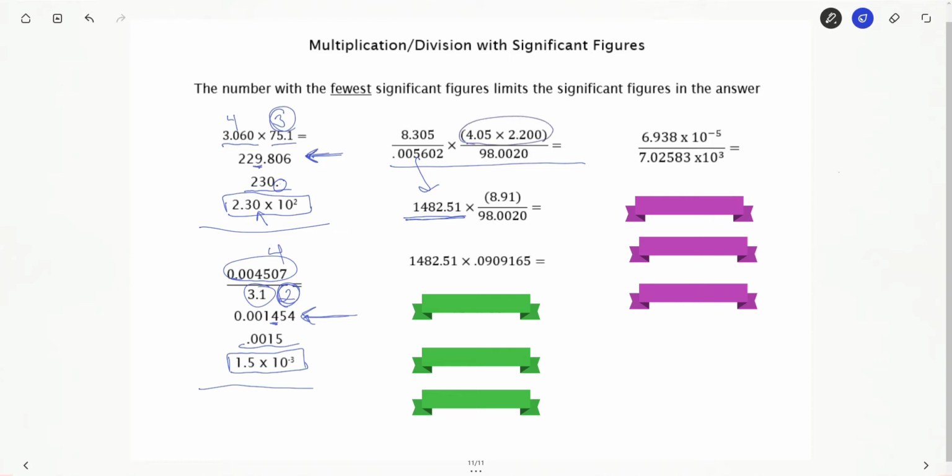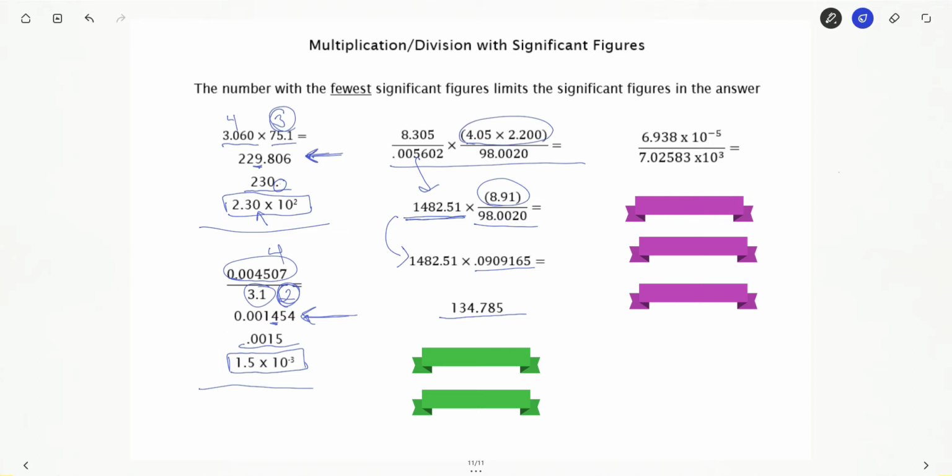I simplified this numerator to right here. Again, that's what my calculator spit out, so I'm going to write all of that down. And for my next step here, I just simplified even further. I simplified this fraction to here. Again, I'm writing down all of the numbers that my calculator gives me. And then for my final calculation, that is what the calculator gives me.